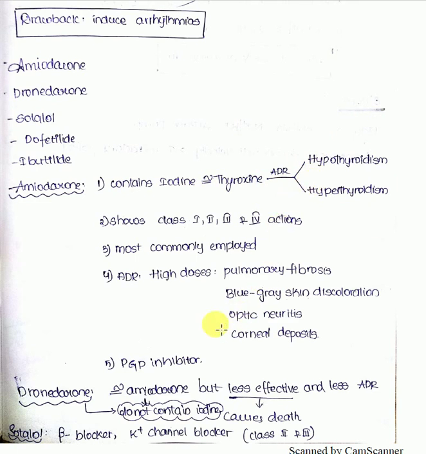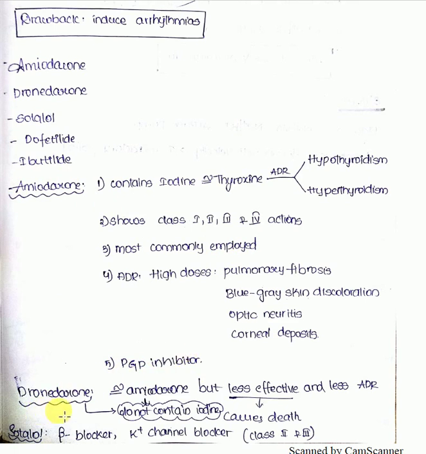It also shows adverse effects like pulmonary fibrosis, blue-gray skin discoloration, optic neuritis, and corneal deposits. These are the main adverse effects of amiodarone. And the most commonly employed drug is amiodarone because it has all the actions of antiarrhythmic drugs. Amiodarone is also a P-glycoprotein inhibitor, the same as propafenone and quinidine.